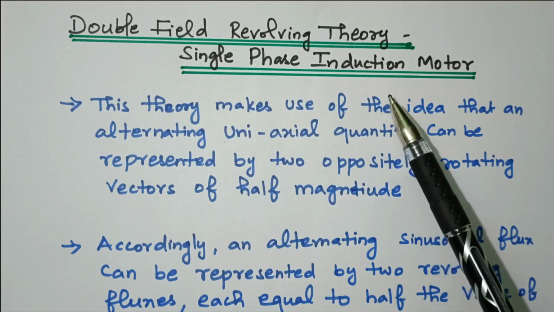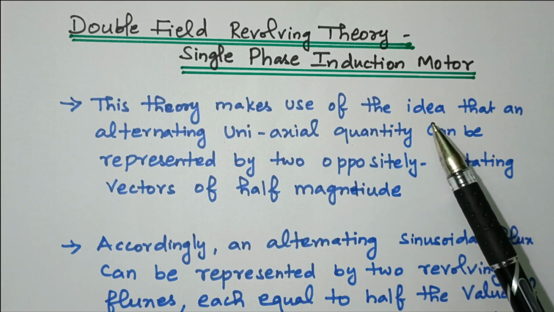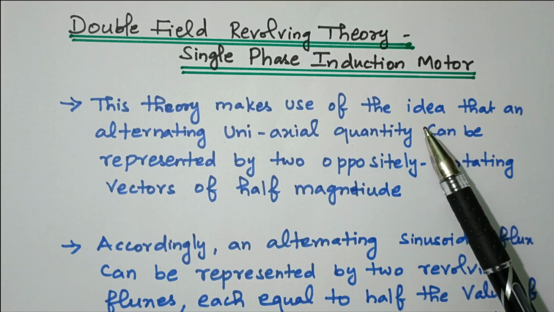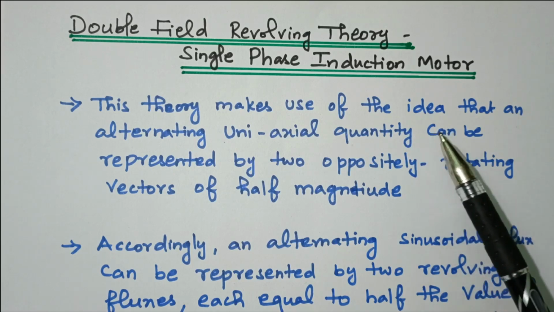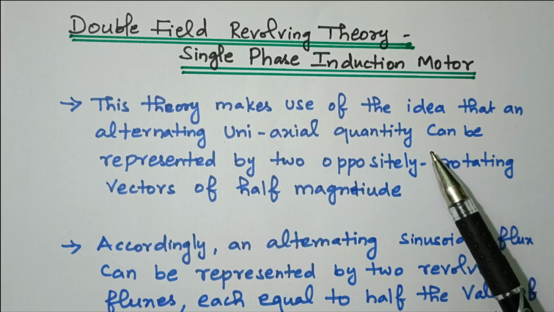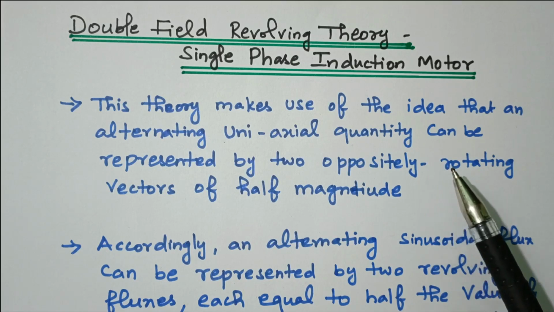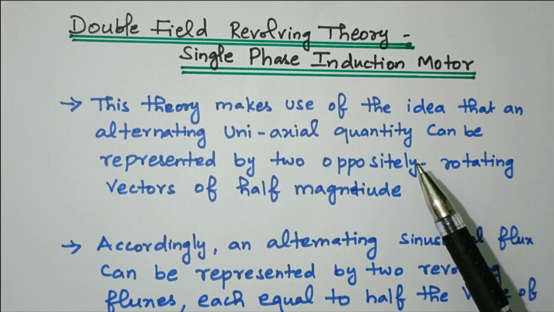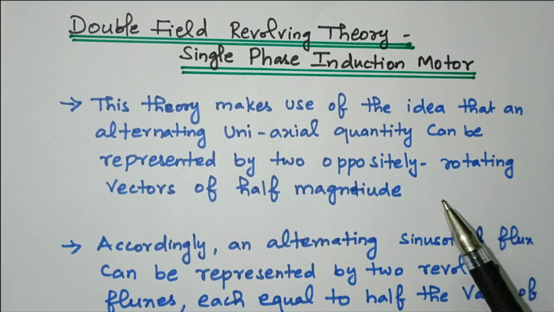For that reason, we are using two phases in a single phase induction motor, starting winding and running winding. In order to create the net flux, we are using two windings, starting and running winding. After the motor starts running, the starting winding is disconnected, only the running winding will be available. The principle of operation of induction motor, a separate video is available. So this double field revolving theory explains, while using only one winding, how the net flux is zero. Step by step it will explain.